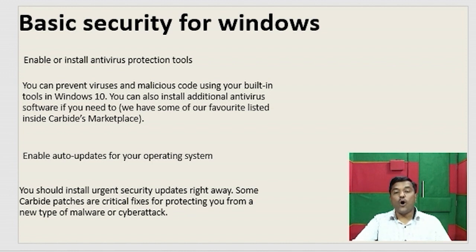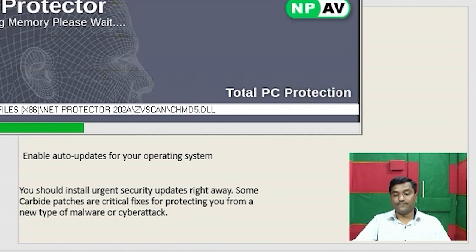Next is enable auto updates for your operating system. You should install urgent security updates right away. Some patches are critical fixes for protecting you from a new type of malware or cyber attack. Your company may have a security policy about updating your operating system. You shall want to see if you are supposed to install updates right away.